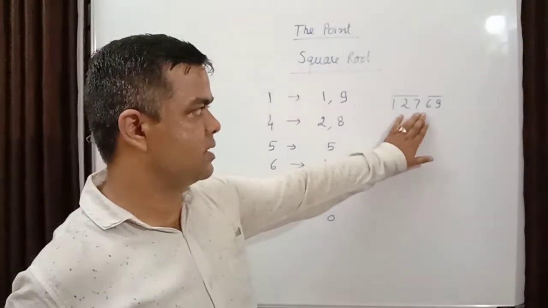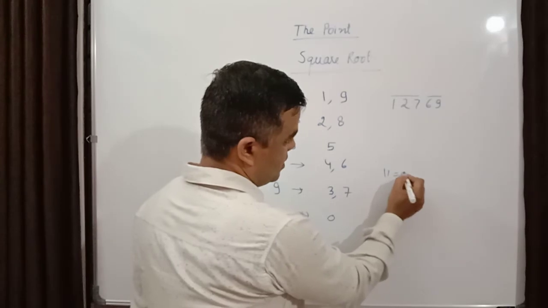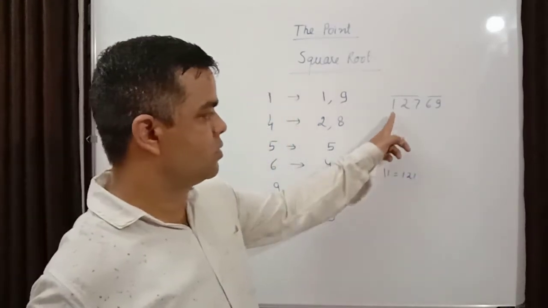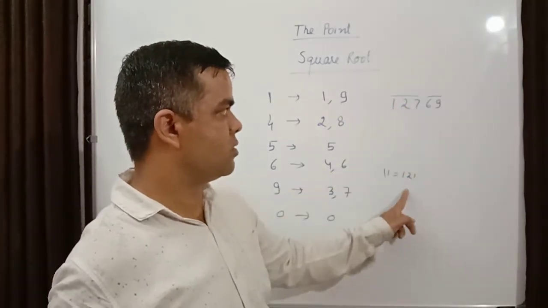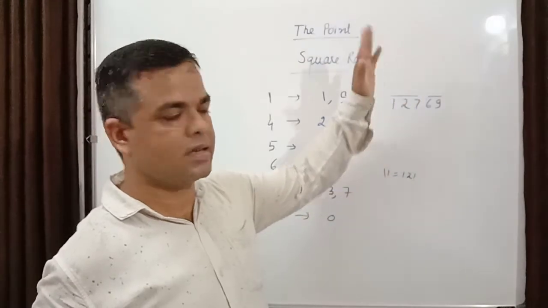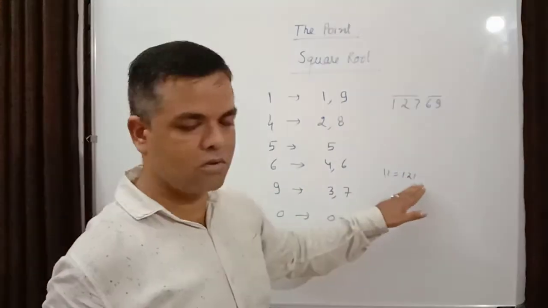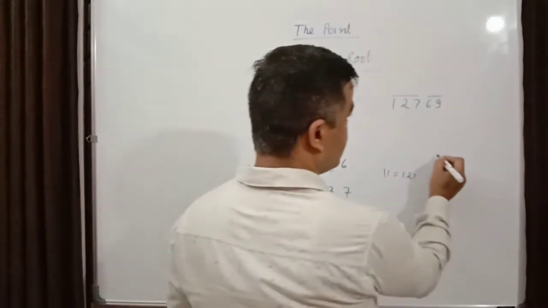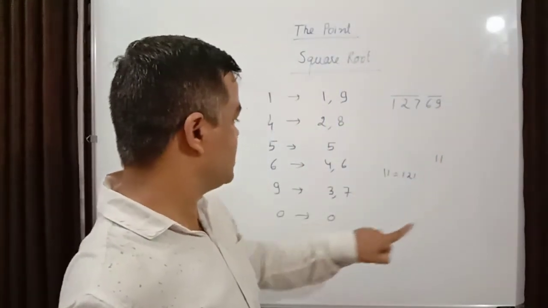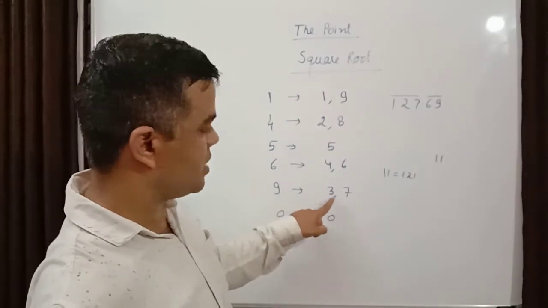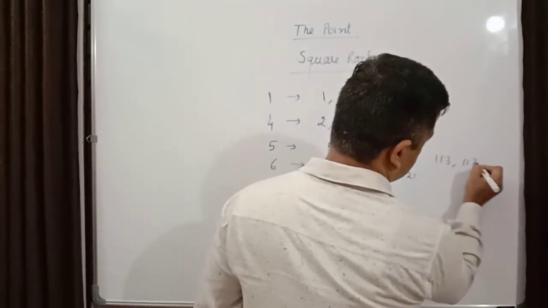Now this 127 is nearer to the square of 11. What is the square of 11? 121. So it is nearer to 121. Just pay attention, otherwise you will miss the point. 12 square, 144, is higher. Lower value we have to take. It is nearer to 144 also, but we have to take the lower value. Correct? So 11 is fixed now. The last digit is 9, so the square root digit will be either 3 or 7. So the square root will be either 113 or 117.